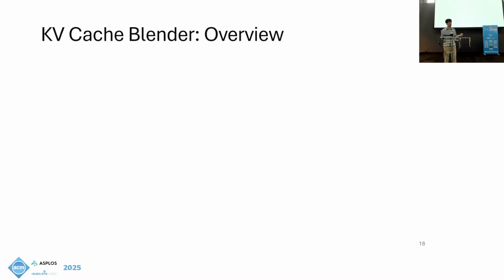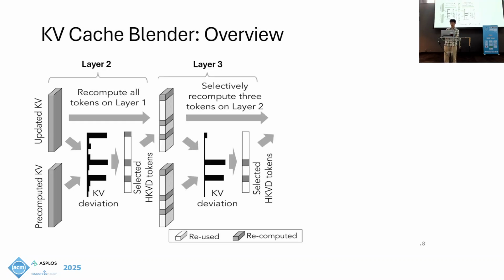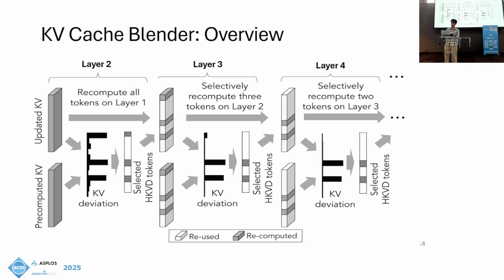So here's the overview of our KV CacheBlend. For example, if we perform full recomputation on the first layer, then starting at layer 2, we can get the KV deviation between the precomputed KV cache and the fully recomputed KV cache. Then we can select, in this case, 3 tokens to recompute for the next layer. Optionally, you can further reduce the total number of tokens to be recomputed to 2 on layer 3. And effectively, we repeat the same process for each layer.